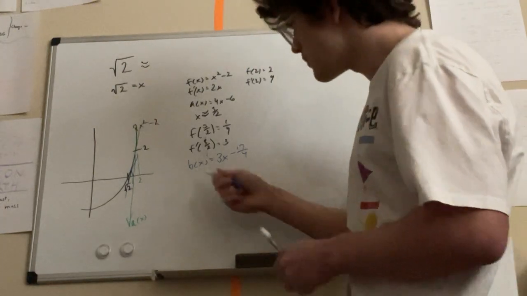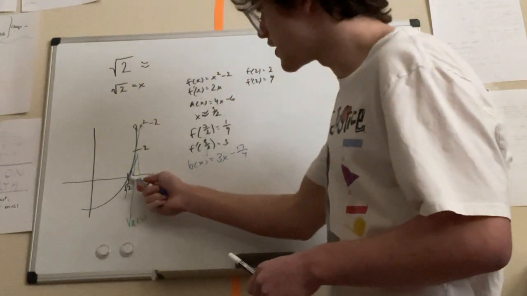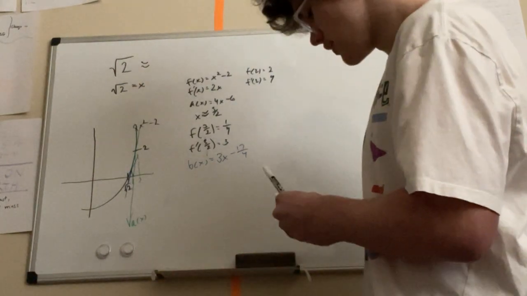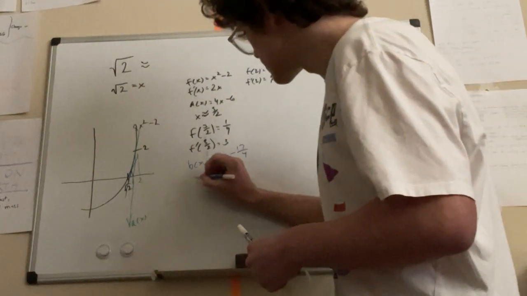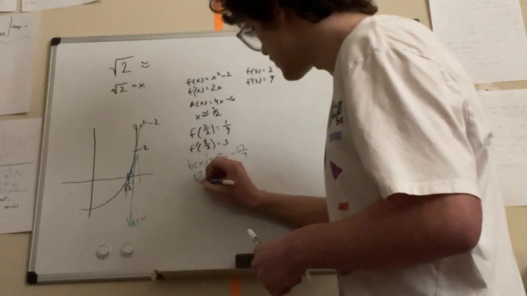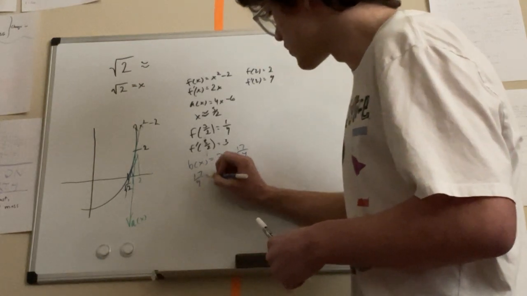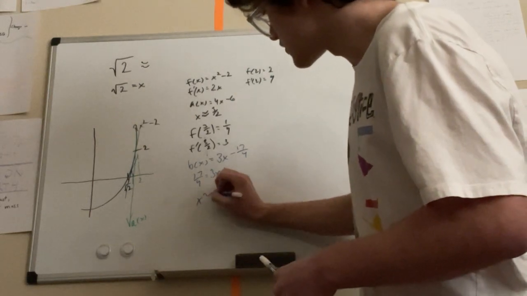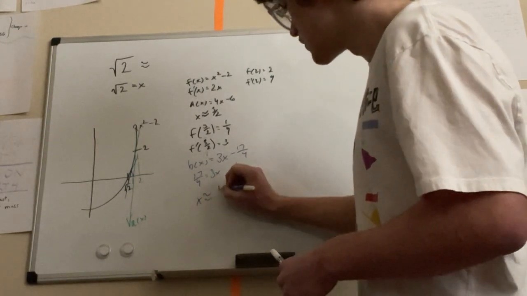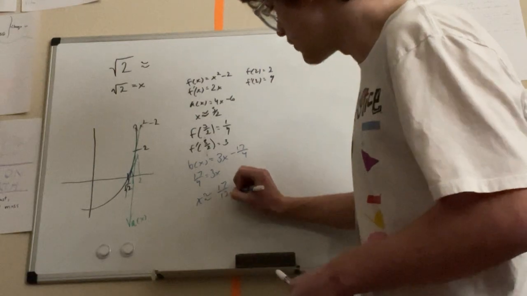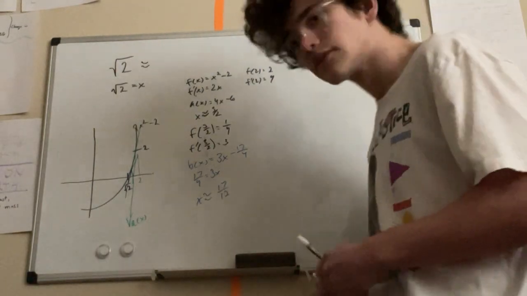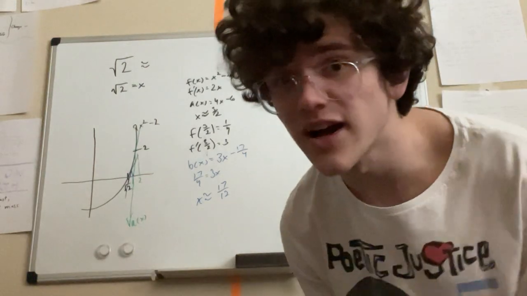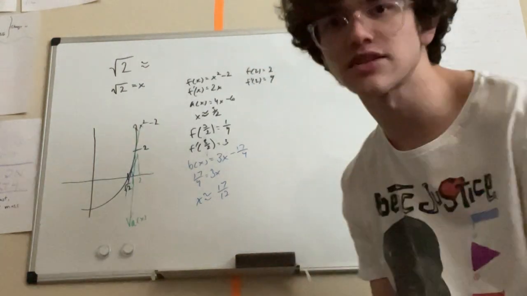So, let's set b of x equal to 0, because then that's where this line will equal 0. So we find that b of x equals 0, then add 17/4 to both sides, and we find that x is about 17/12. So we're getting closer. That's just one more time, and we'll have a pretty close approximation.